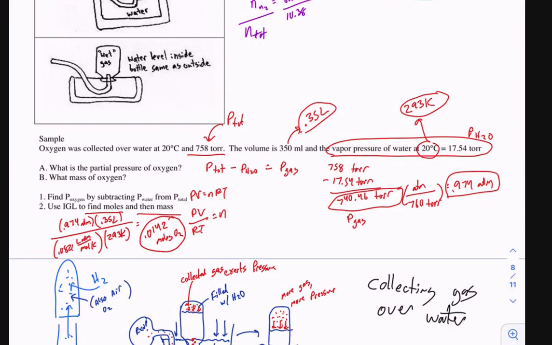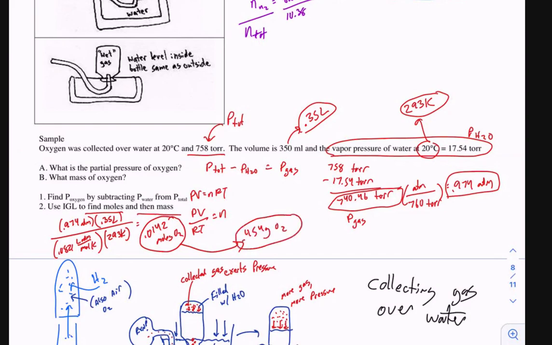And then, to find mass, we're just going to multiply by the molar mass. After we take that number and multiply by molar mass, we get 0.45 grams.